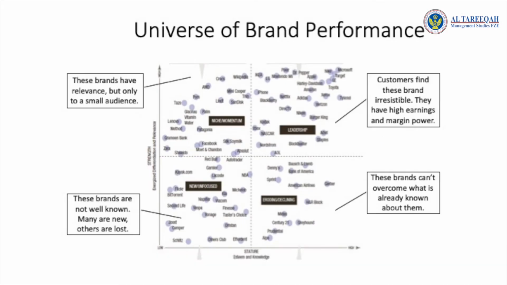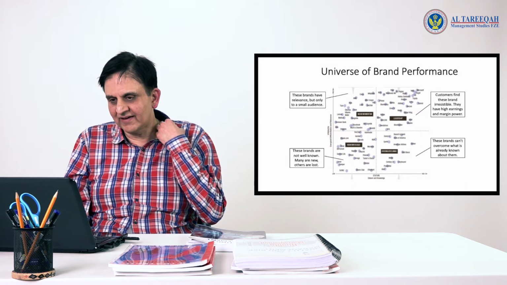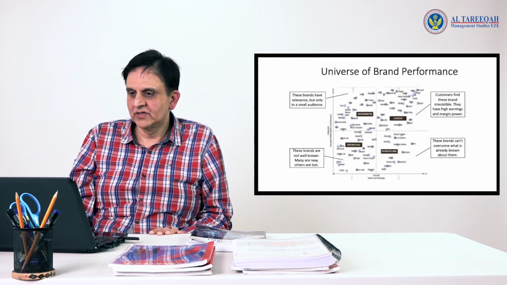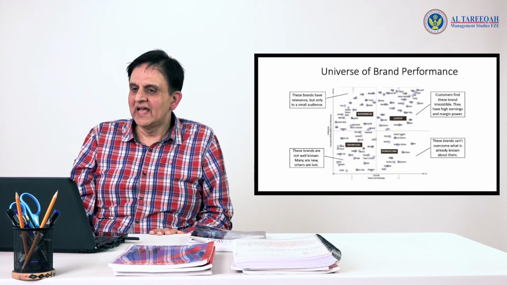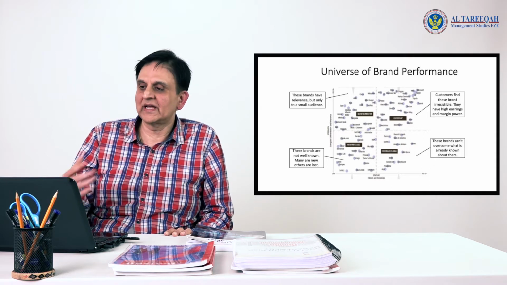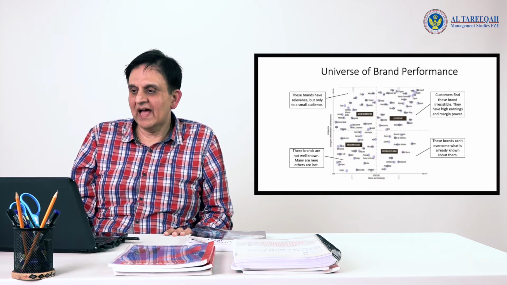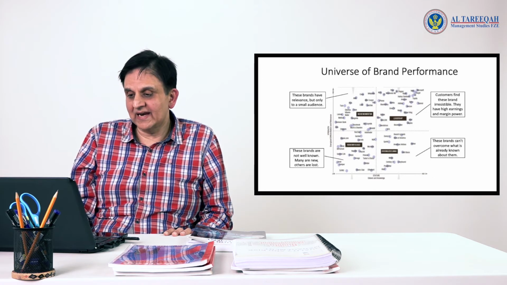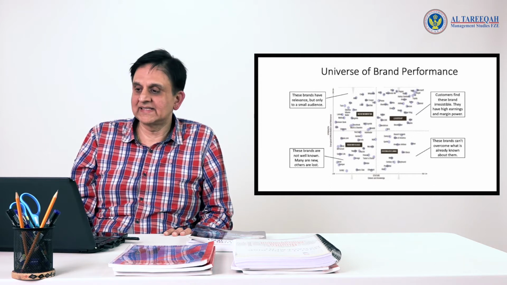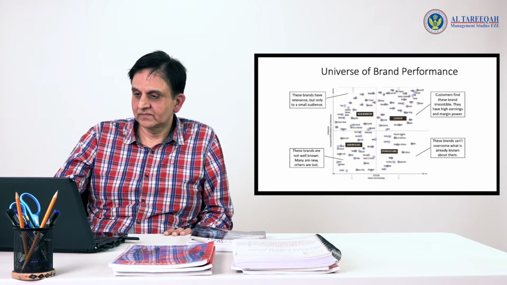Universe of brand performance. Okay. Now, in this particular case, you have brand strength and brand stature. The ones to the left have only relevance but no awareness. They are relevant but they are not aware because they cannot cut through the clutter. On the right hand side, you have brands which have high relevance and high awareness. That's the ideal condition. So they are the brand leaders.